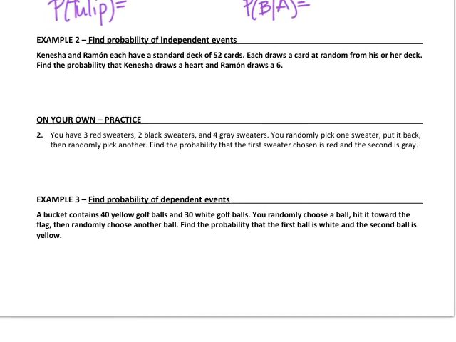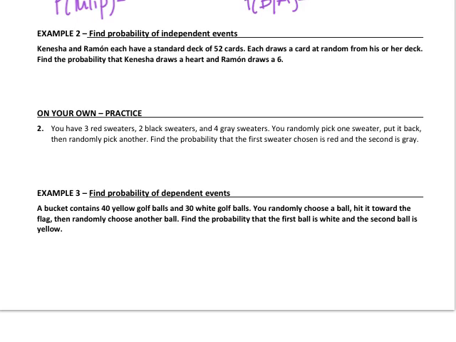And now I'd like to look at example 2. Find the probability of independent events. Independent events do not affect each other. Okay, so this is a situation where we could do a couple things and neither one of them makes any difference to the other one.